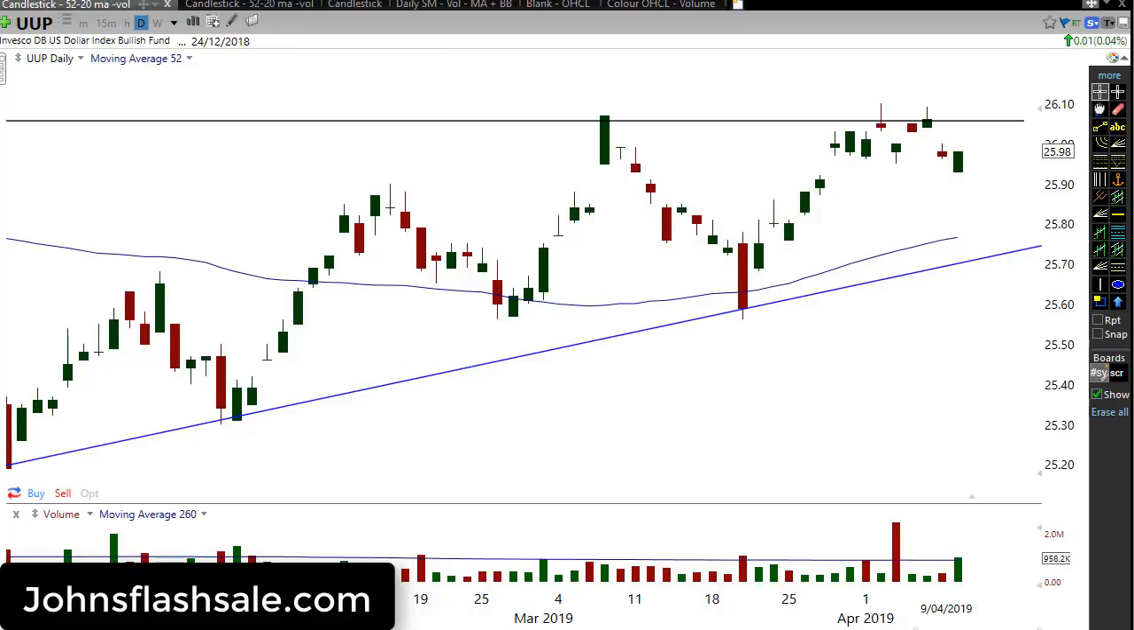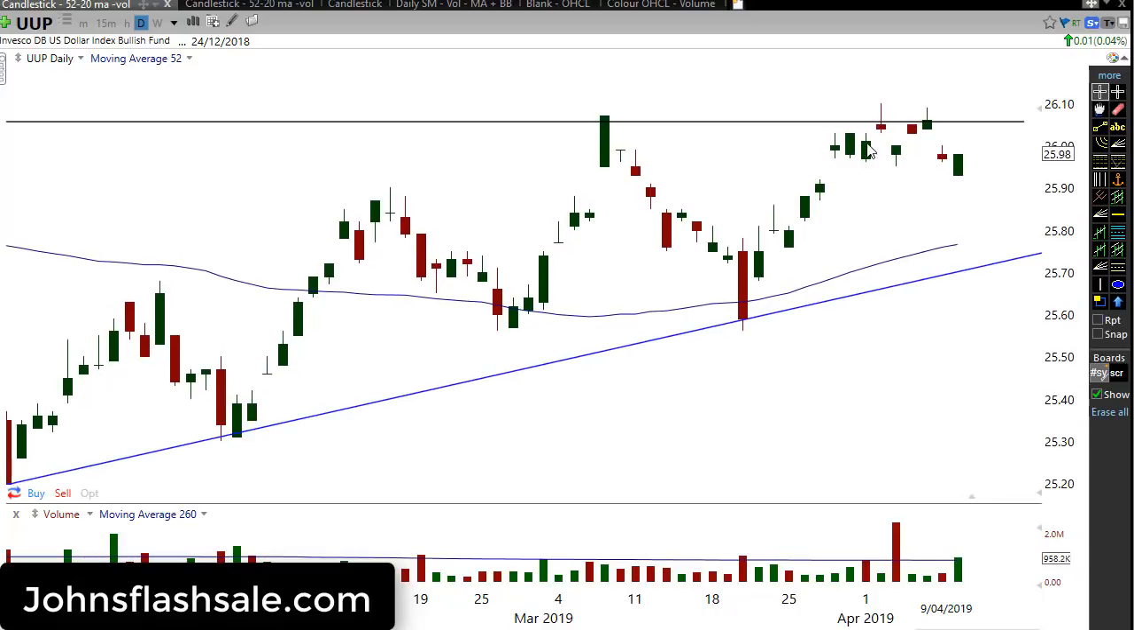What's happened just recently on the US dollar? We've had this move up through here. Now I'm using the UUP, but it's the US dollar. So we had a move up through here, and now we're just going sideways. Notice how we've got this volume coming through as well. So a very bullish sign. We had a double bottom formation, and now look at this here.